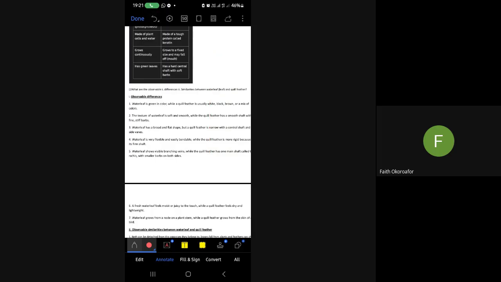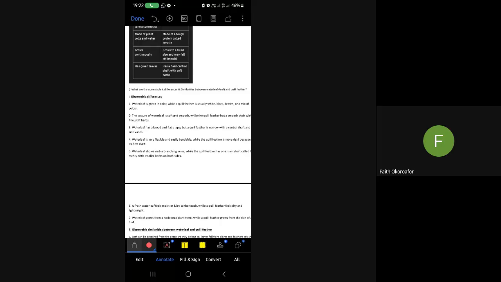Flexibility and ability to bend is another thing. So the leaf is very flexible, while the quill feather is a bit rigid. If you bend it, it returns back to the shape immediately. It is very firm. It has a firm shaft. Water leaf shows visible branching veins. If you look at it from the back, it has visible branching veins, while quill feather has one main shaft, which is called rachis, and then the smaller barbs on both sides.